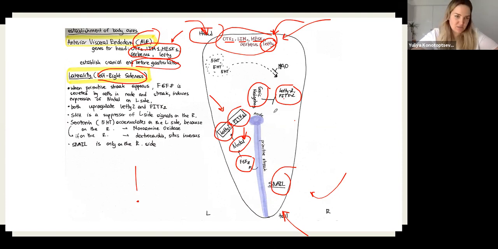If for some reason lefty2 and PITX2 end up on the right, you could have two disorders: dextrocardia or situs inversus. Dextrocardia is the mild form. It basically means that your heart is not shifted to the left, it's shifted to the right. That's it. Situs inversus is so interesting.